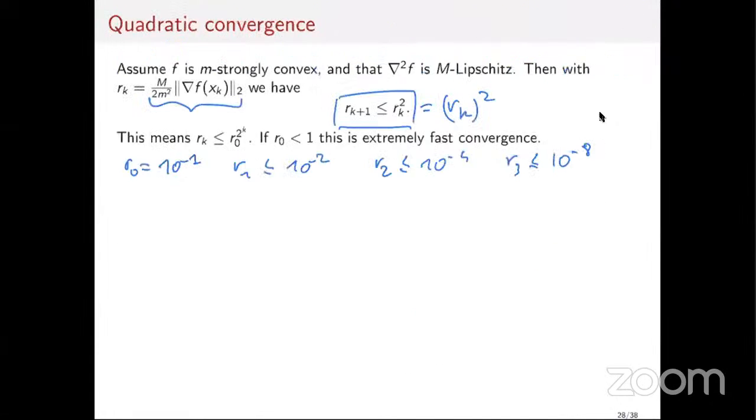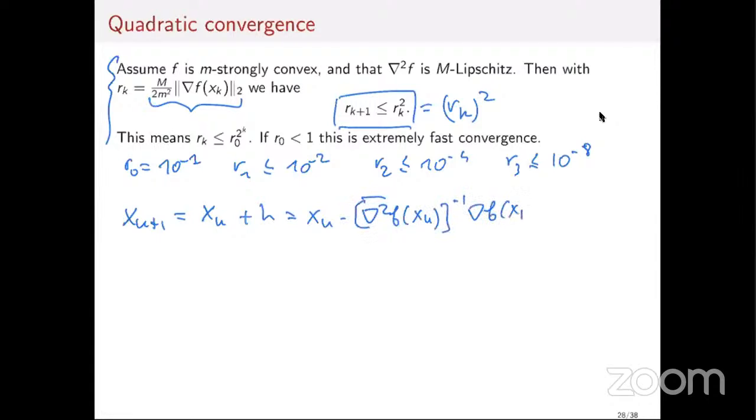So to make this precise, this theorem has a simple proof, so I thought maybe I could just give it here. It's relatively simple. So remember that xk plus 1, by the way, this is for unit step size, is xk plus h, and this is xk minus the Hessian of f at xk inverse times the gradient of f at xk.